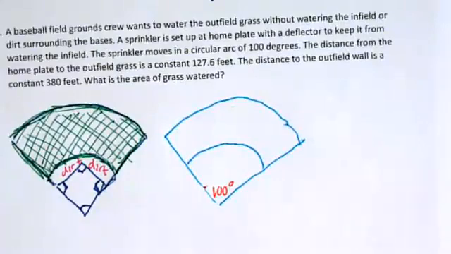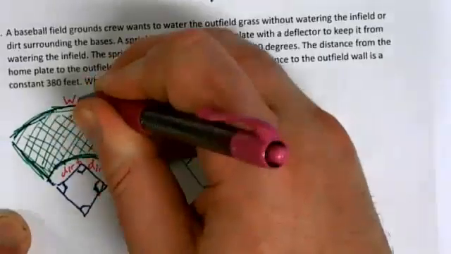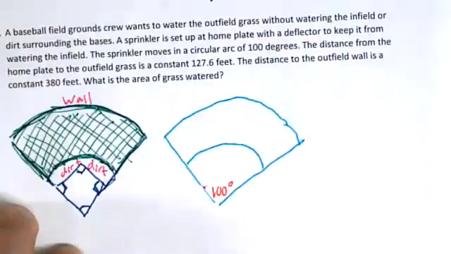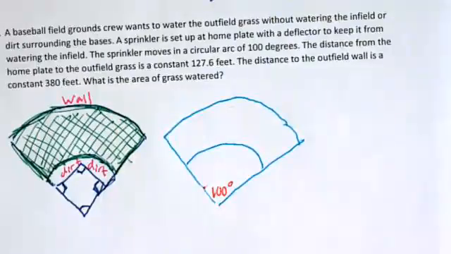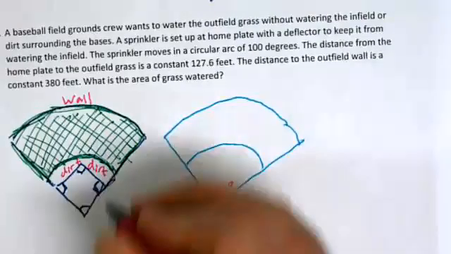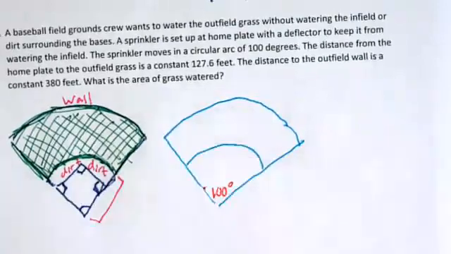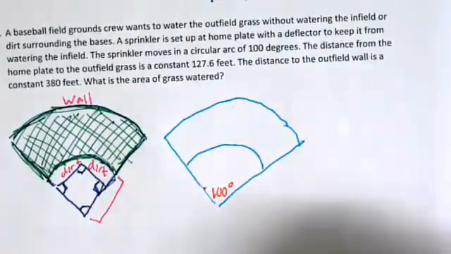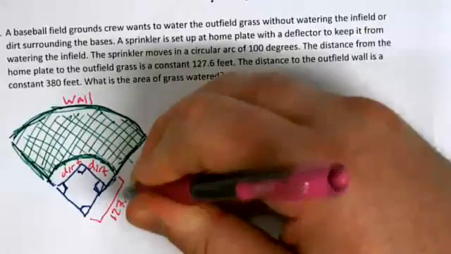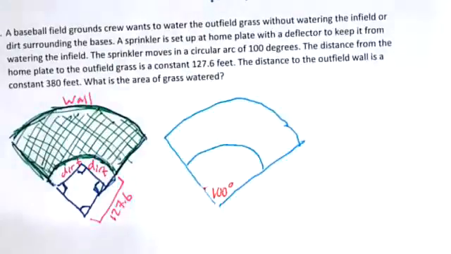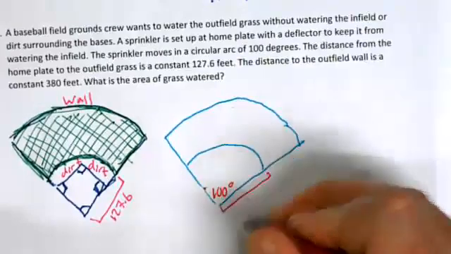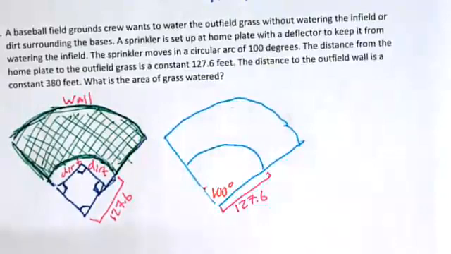Oh, you know, I should label this too. They mentioned the wall. The wall is on the outside. So the dimensions that they're giving us in feet are, they say the distance from home plate to the outfield grass. So that would be this dimension here. So from home plate to the outfield grass is 127.6. Put that on here too. And the distance to the outfield wall is 380 feet.